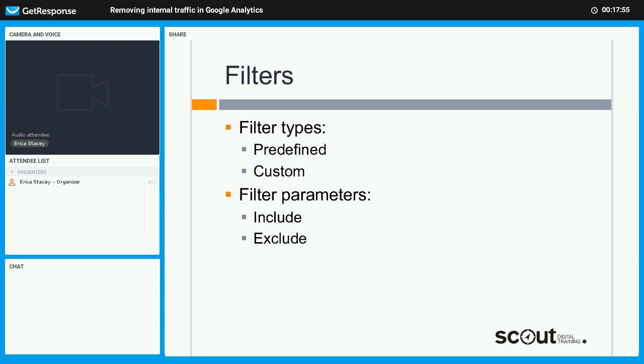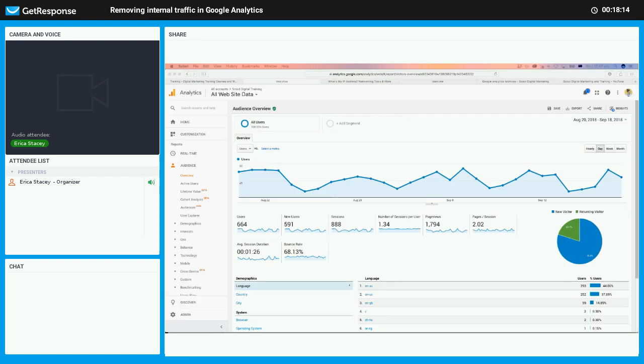And filter parameters are usually based on an include or exclude basis, or you can do things like forcing the case change and those types of things. So force things lowercase to keep things neat and tidy as well. Okay, so I'm going to jump over to my Google Analytics account.